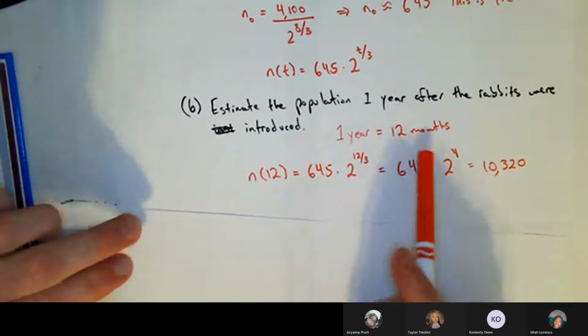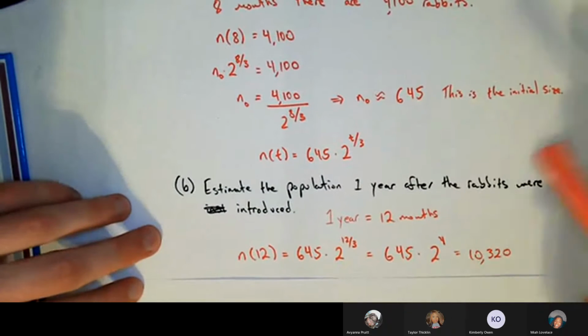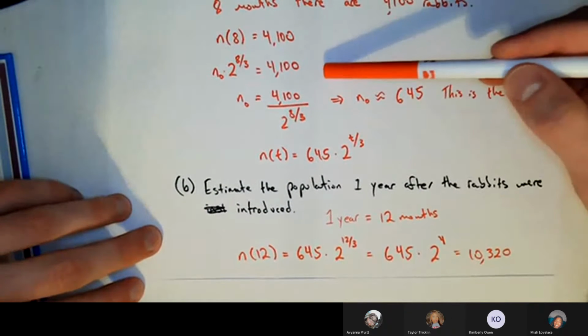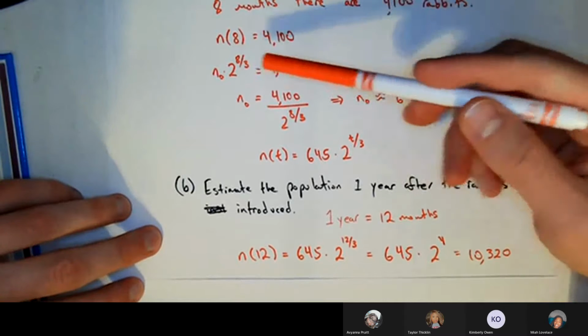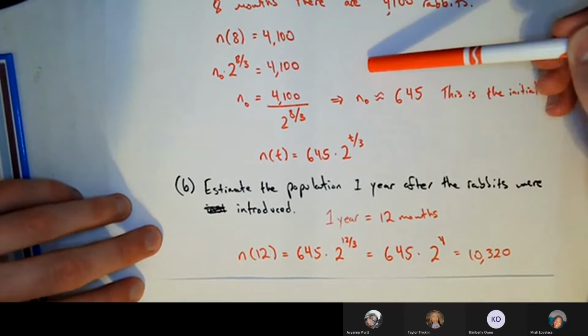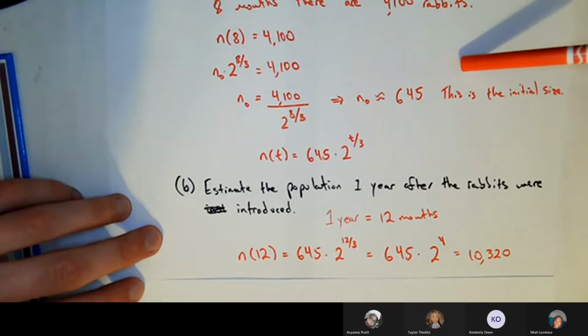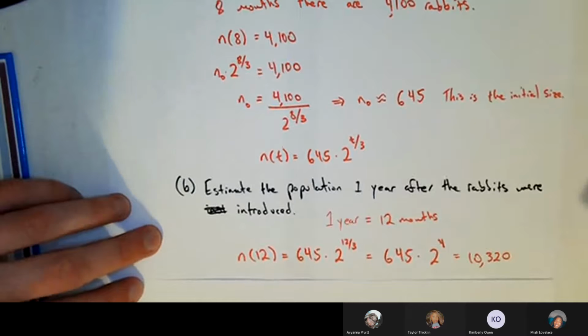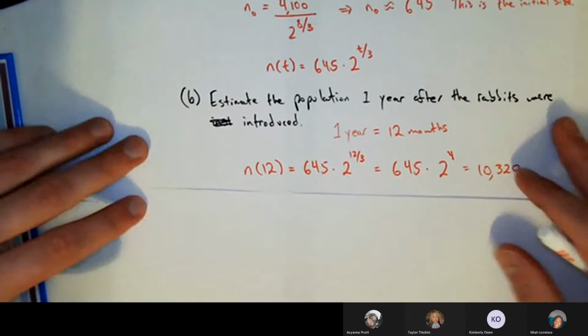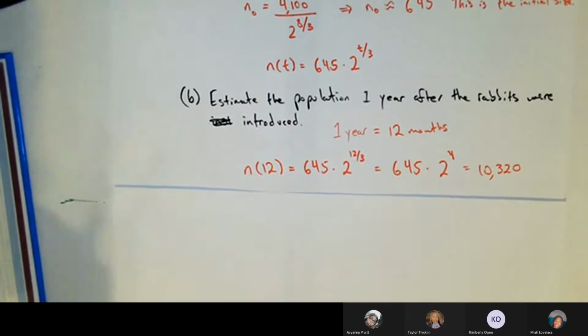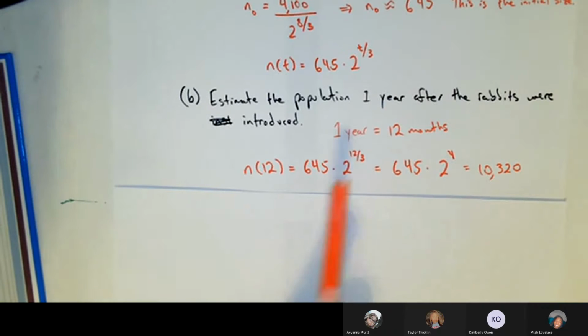So this is 4 months after that data that we were given about the 4,100 rabbits, right? Because there was the initial amount at 645, 8 months passed and we had 4,100, and then 4 more months passed and we have 10,320. But notice the way we did the math here is that we're basing the model off of that very initial size. That's why the whole 12 months got plugged into the model.